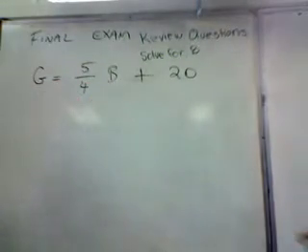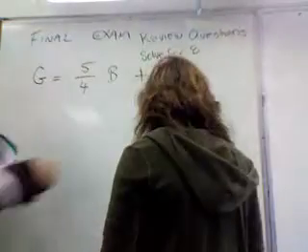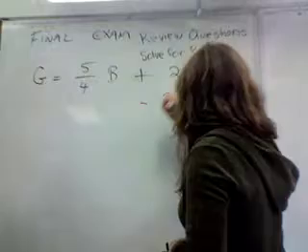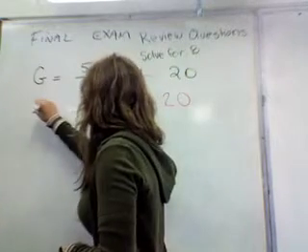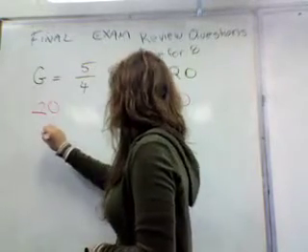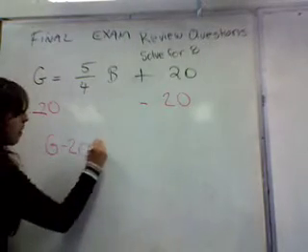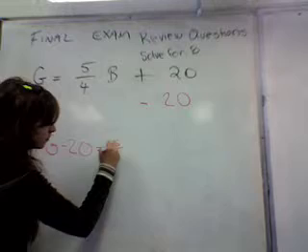Subtract 20. Good idea. Here, do it in red, and stand to the side. Subtract 20. Good stuff. Everybody do this, please. At the same time, you're going to get g minus 20 equals 5 over 4b.